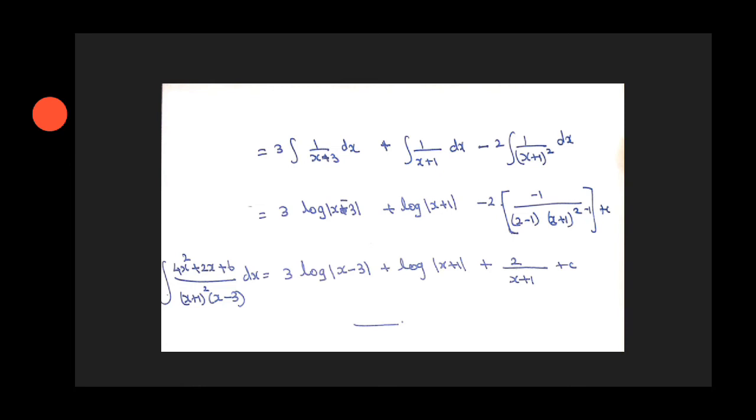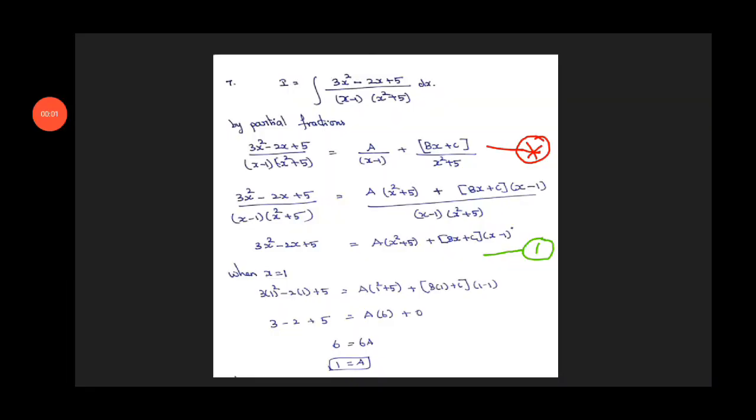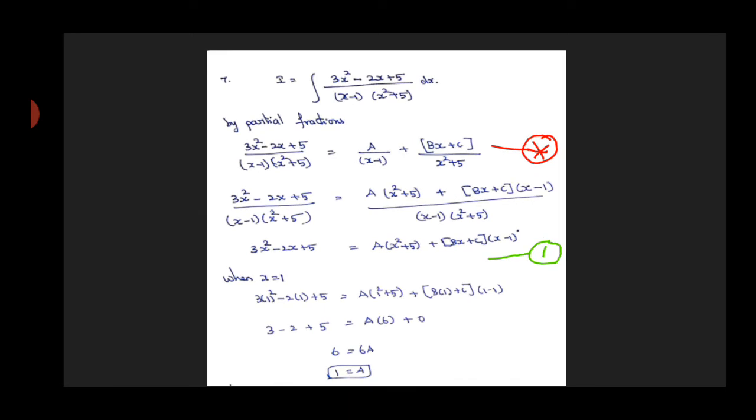Integral 4x square plus 2x plus 6 by x plus 1 the whole square into x minus 3 dx equal to 3 log of x minus 3 plus log of x plus 1 plus 2 by x plus 1 plus c. Now exercise number 2.2, sum number 7 we are going to see. So this is the third type, that is a partial fraction for not factorable type. Okay, so I equal to integral 3x square minus 2x plus 5 by x minus 1 into x square plus 5 into dx.